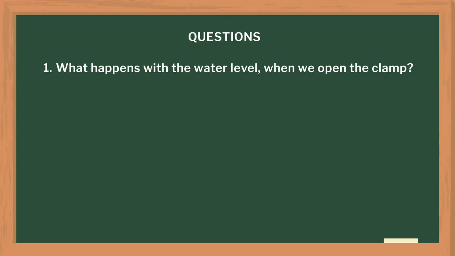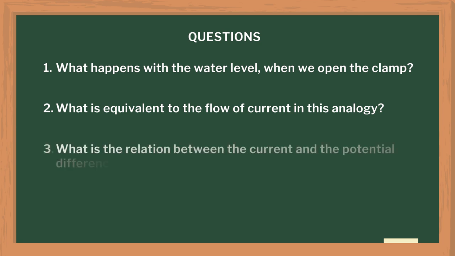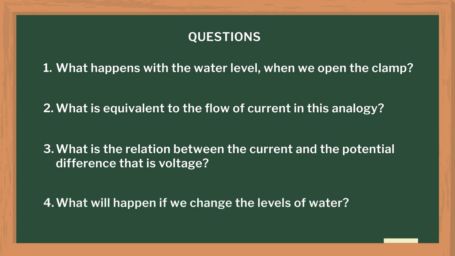While I was taking this activity, I posed a few questions to the students. What happens with the water level when we open the clamp? What is equivalent to the flow of current in this analogy? What is the relation between the current and the potential difference, that is voltage? What will happen if we change the levels of water?